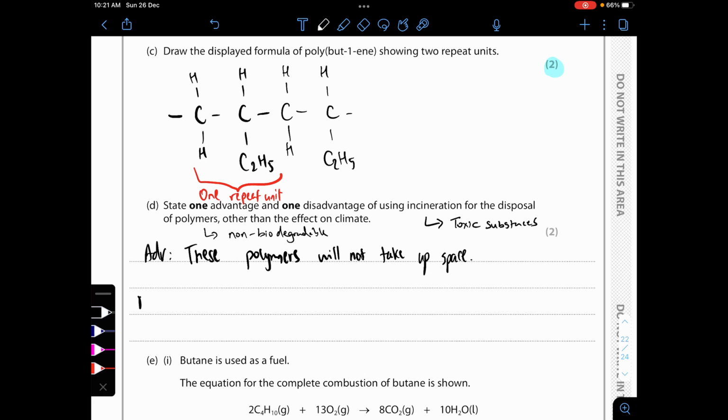Okay, what about a disadvantage? What happens when we incinerate them? We can have toxic substances. So all we have to talk about is that toxic substances may be produced.